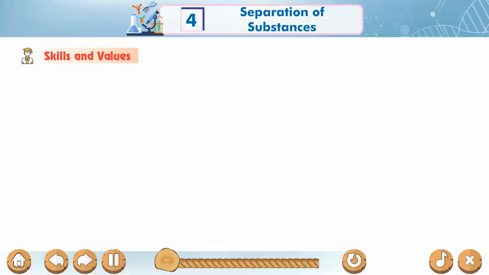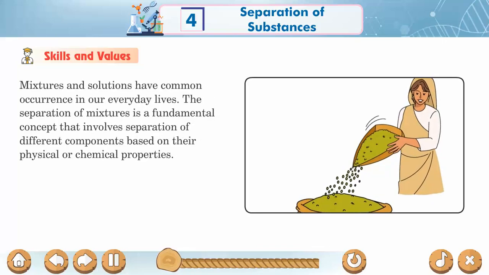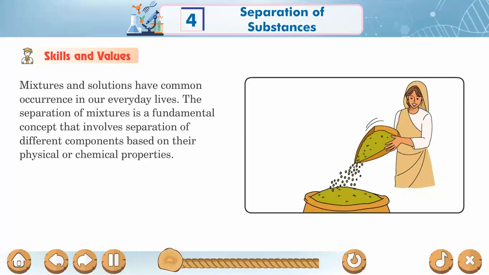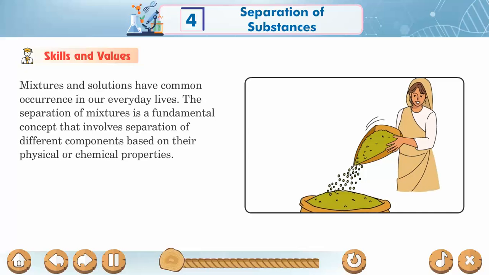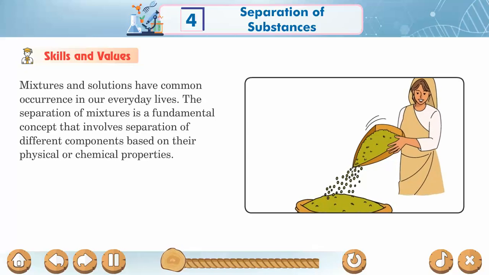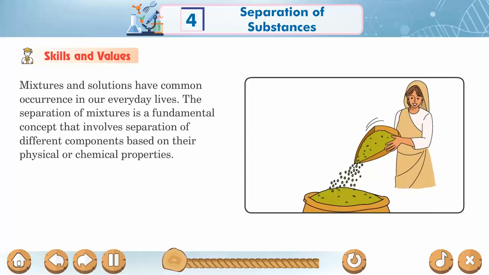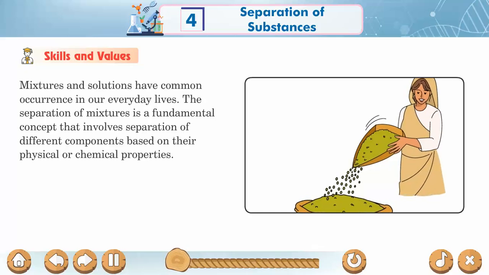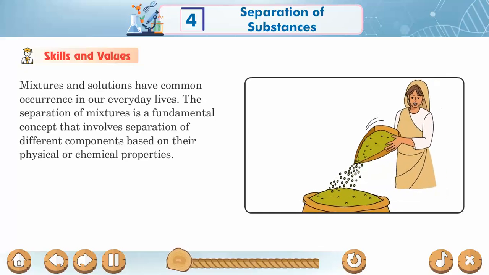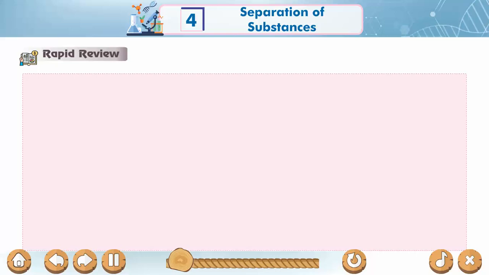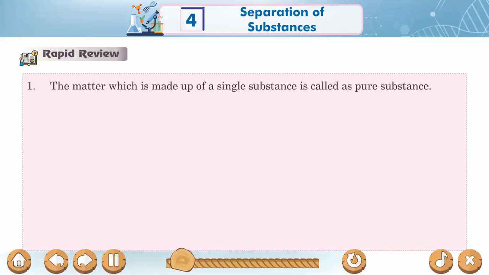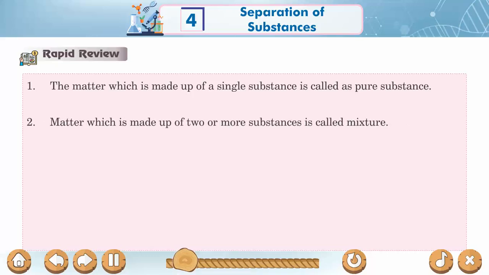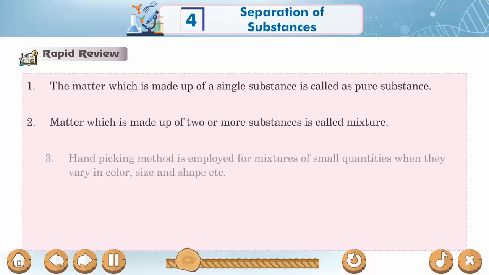Skills and values. Mixtures and solutions are a common occurrence in our everyday lives. The separation of mixtures is a fundamental concept that involves separation of different components based on their physical or chemical properties. Rapid review. The matter which is made up of a single substance is called a pure substance. Matter which is made up of two or more substances is called a mixture.